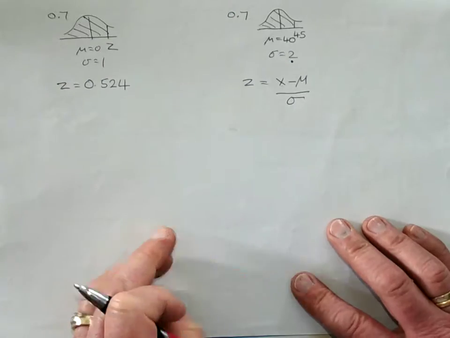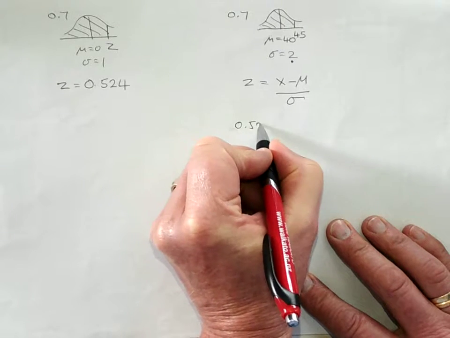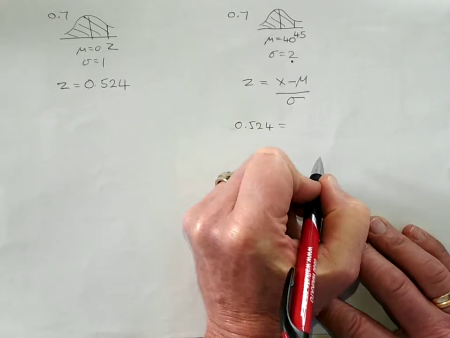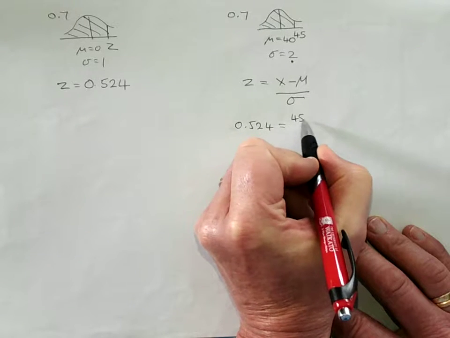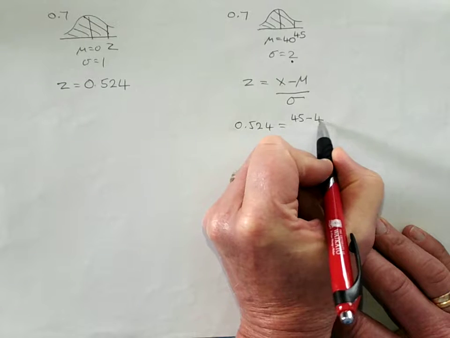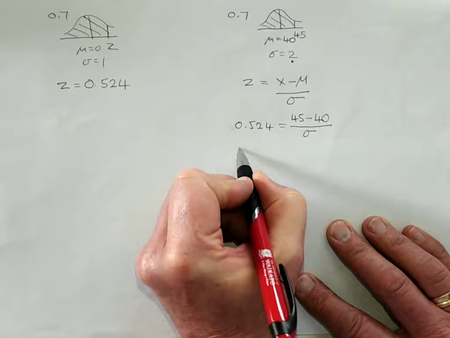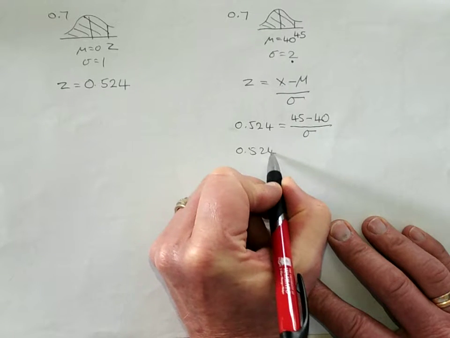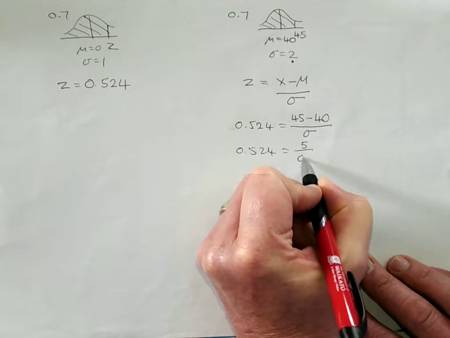Okay, so now we can go back to this formula. We now know the Z value is 0.524, and we can put in our actual values now. X, well, our cutoff was 45, minus our mean was 40, and that's divided by the standard deviation. So we could write it a bit more simply: 45 take away 40 is 5 over sigma.